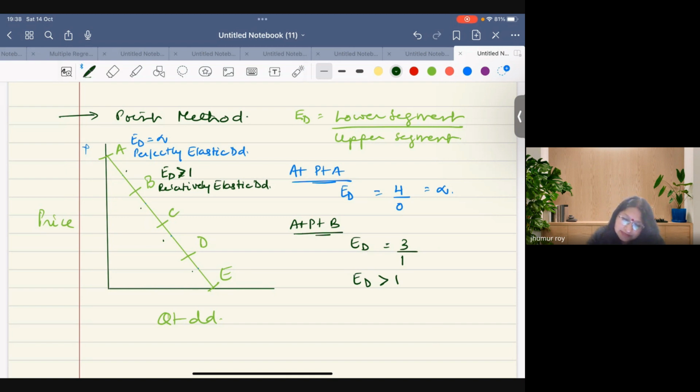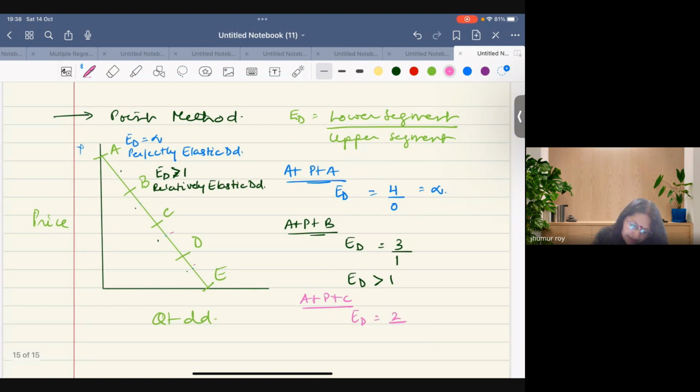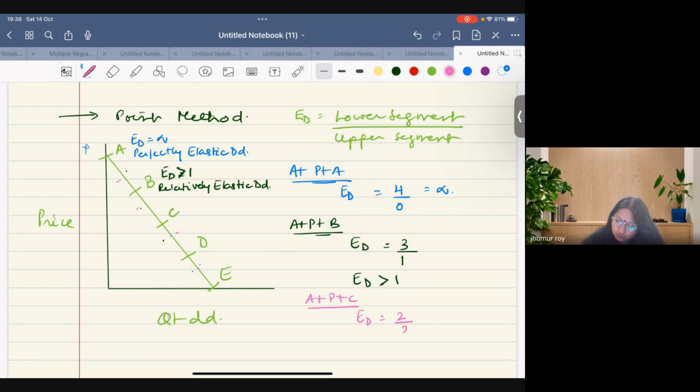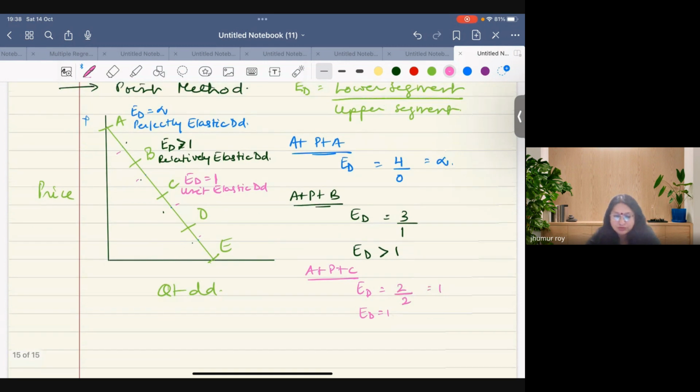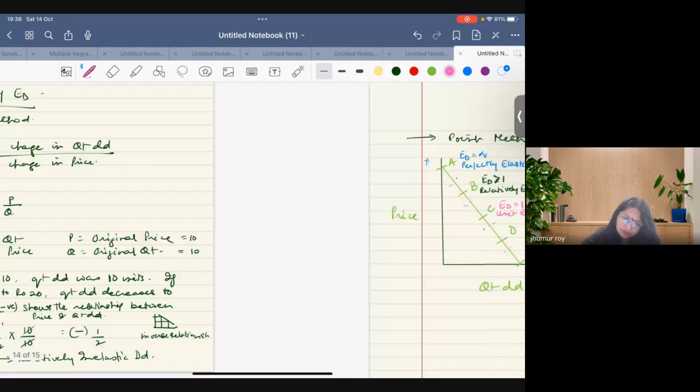Now let's come to point C. What do you find? Elasticity of demand is equal to, there are 1 and 2 portions below, and 1 and 2 portions on top. So 2 by 2, that is equal to 1. Elasticity of demand is equal to 1, and you will call this unit elastic demand.